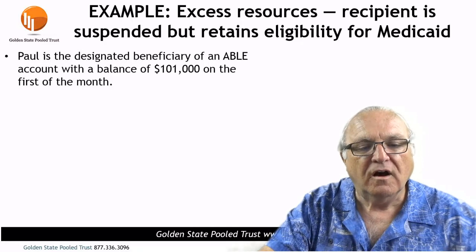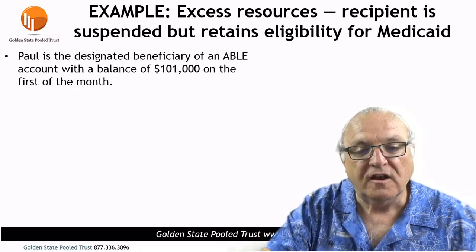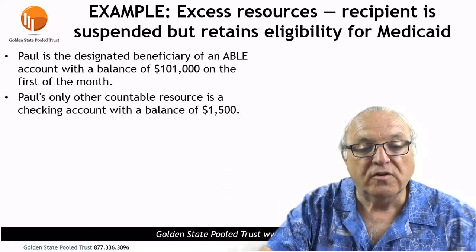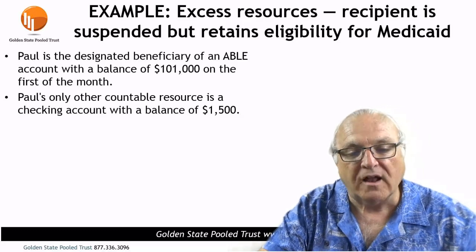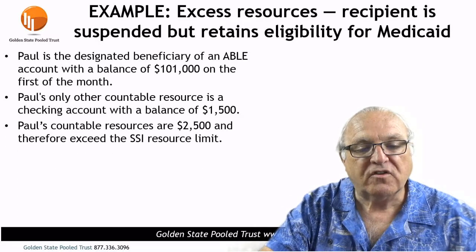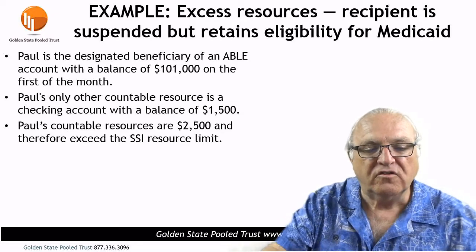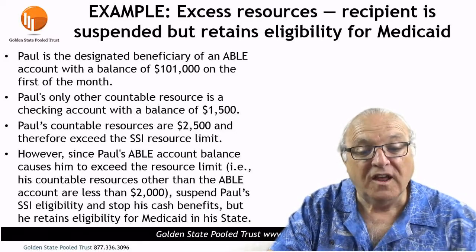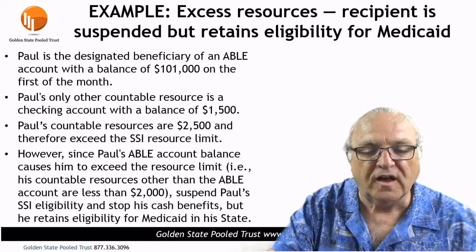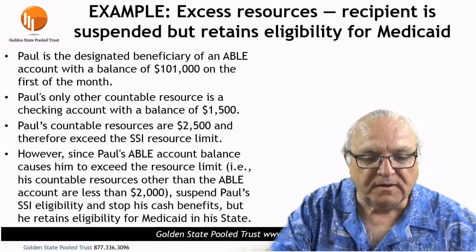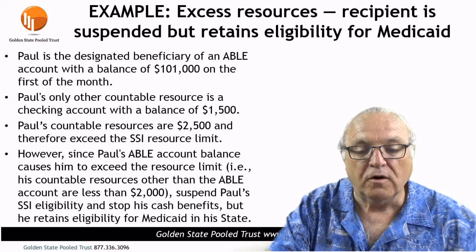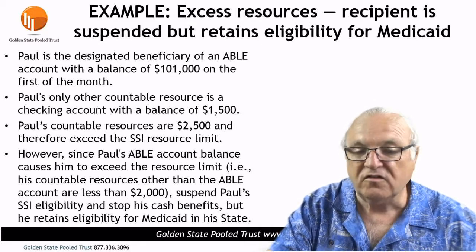Once again, let's go through an example. Paul is the designated beneficiary of an ABLE account with a balance of $101,000 on the first of the month. Paul's only other countable resource is a checking account with a balance of $1,500. Paul's countable resources are $2,500 and therefore exceed the SSI resource limit. However, since Paul's ABLE account balance causes him to exceed the resource limit, here he's over the $2,000 resource limit, suspend Paul's SSI eligibility and stop his cash benefit, but he remains eligible for Medi-Cal or Medicaid in his state.